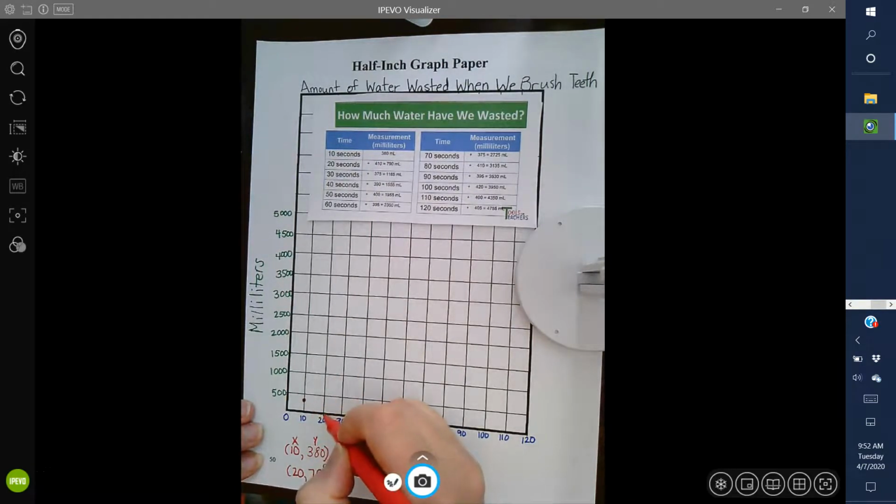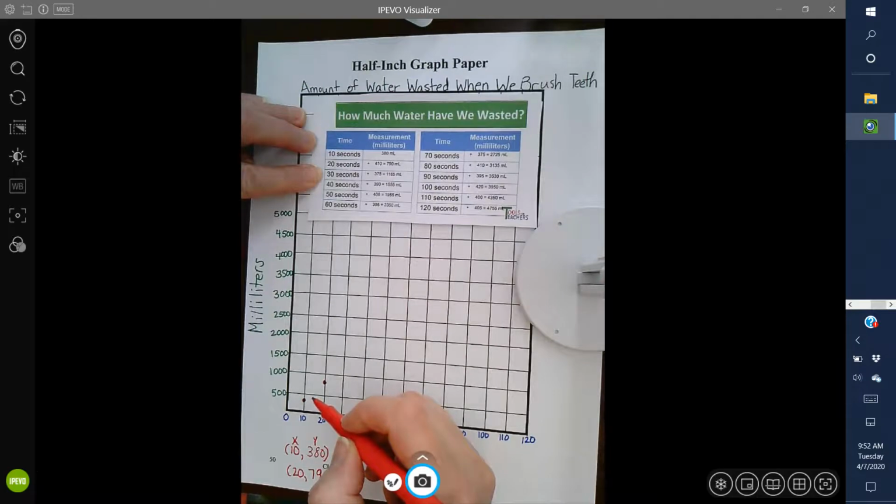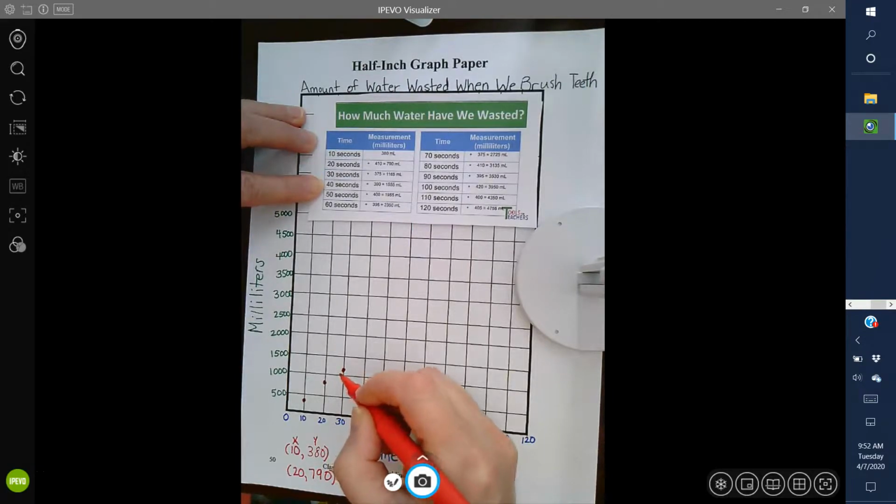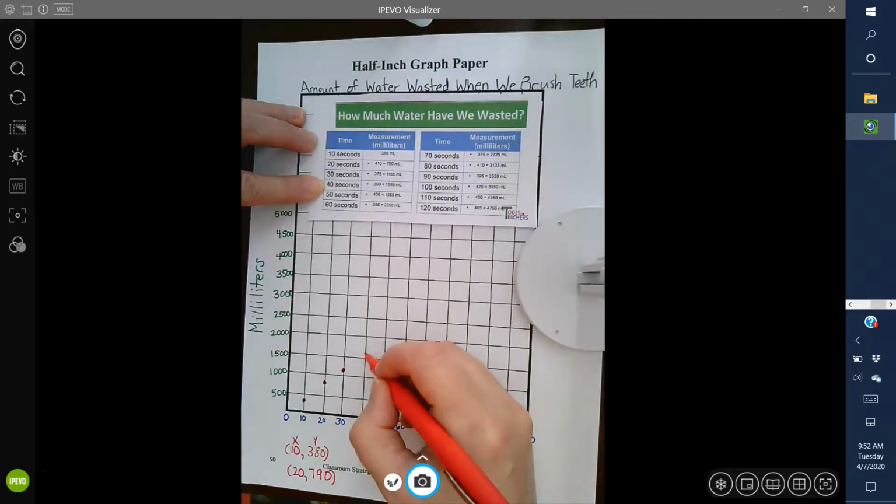So I'm going to go over to 20, and I'm going to go up to 790. Again, 750 would be here, so I'm just going to go a tiny bit higher right there. All right, now I'm going to follow up here. Now I'll have 30, and then 1,165. We'll say about here. And then 40, 1,555. It's going to be just above that line probably.